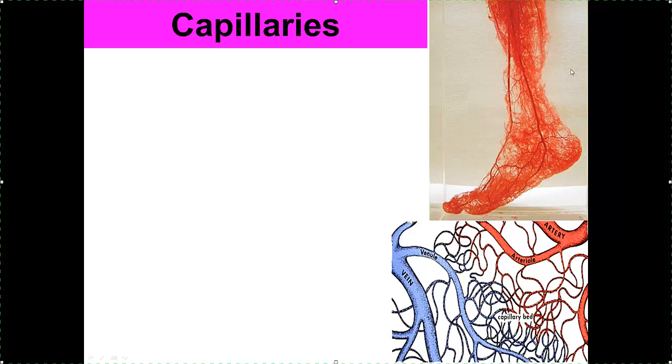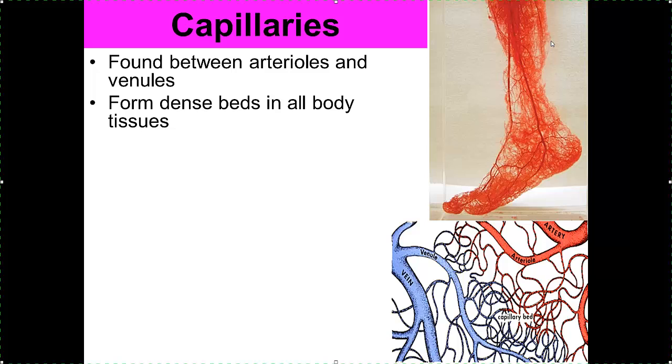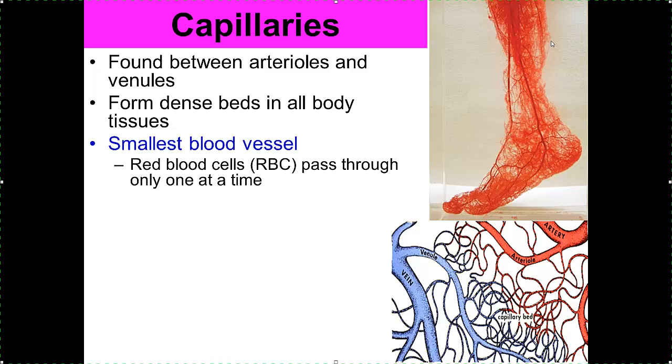Here on your slide is a picture of the capillaries in a foot. You'll notice that there are lots of them, that these little networks make up a lot of your body. So capillaries are the things that join arterioles and venules. They are dense beds that are found in all locations in your body. These are how your tissues and your organs get food. It's the smallest blood vessel.